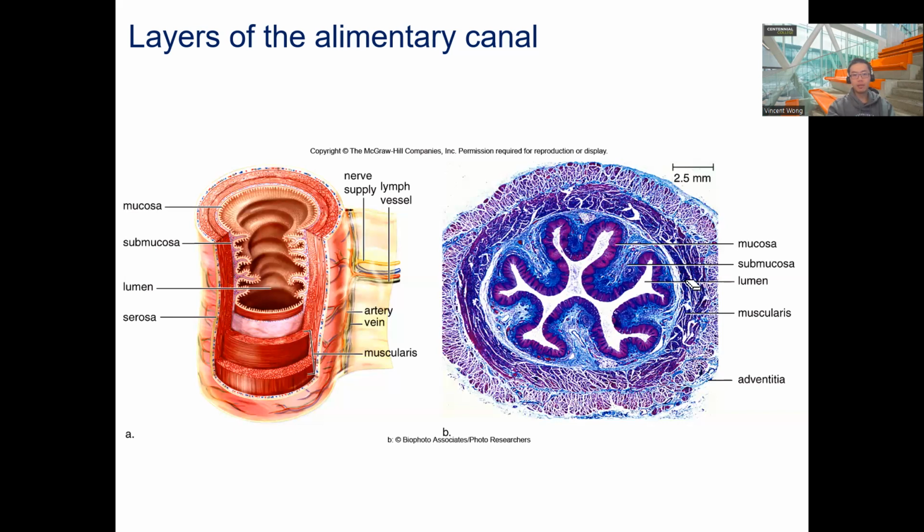And then you have the 2 layers of the muscle, right? This darker purple here, that's the circular muscularis, and then outside of that, that would be the longitudinal muscularis, and then the serosa is just going to be on the outside. They call it the adventitia here, but for us, we're just going to call it the serosa. It's the outermost layer.